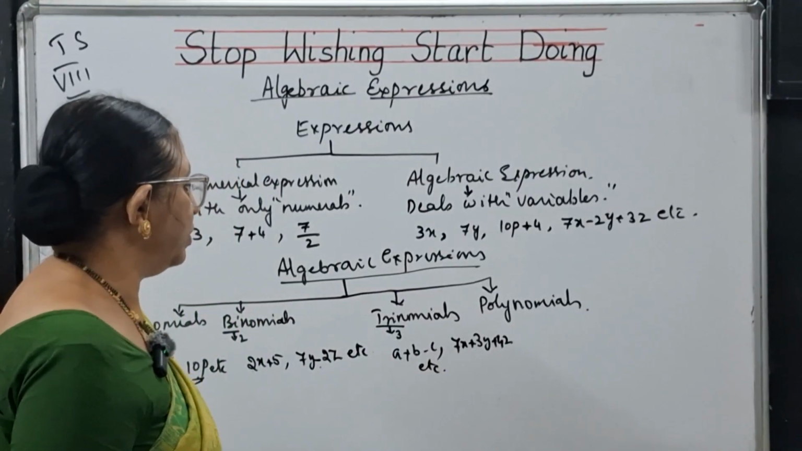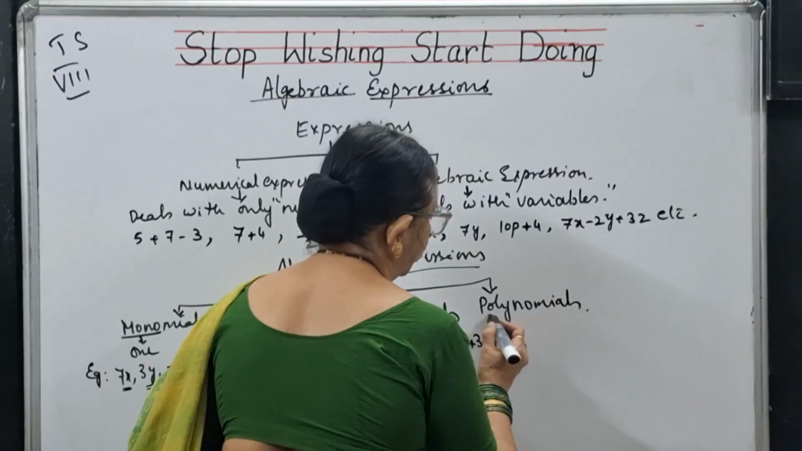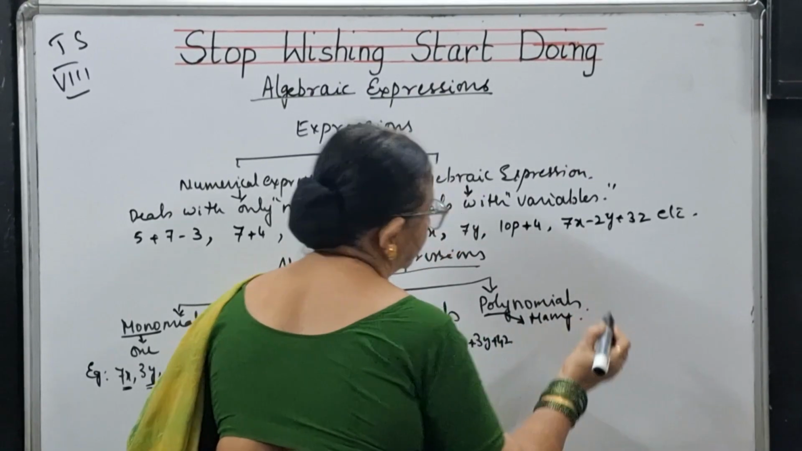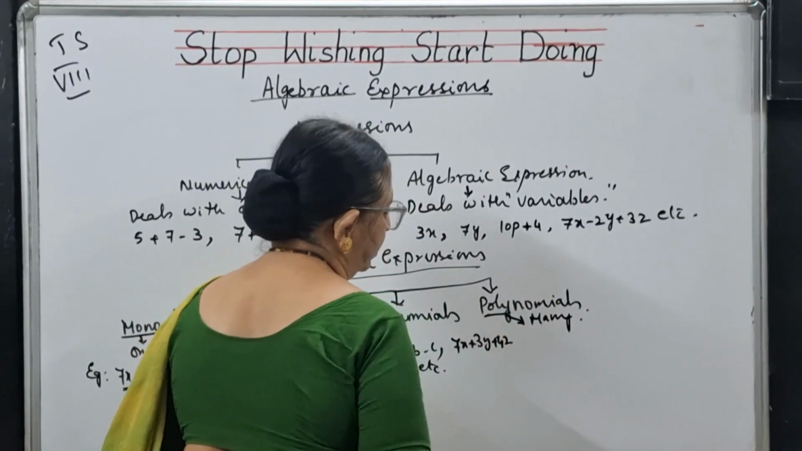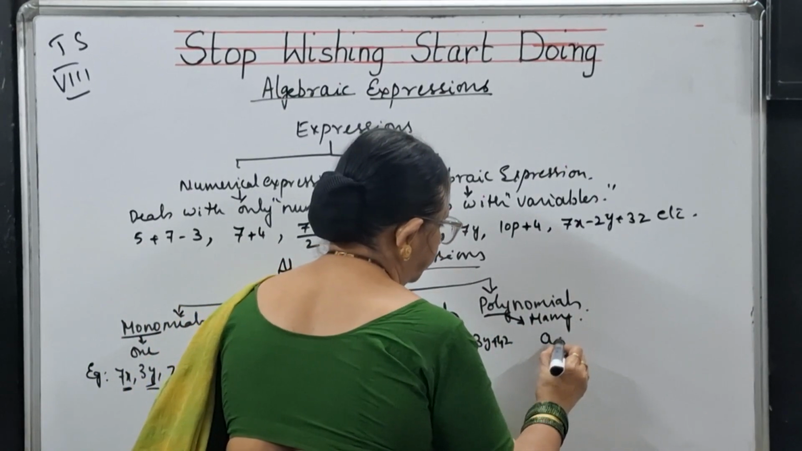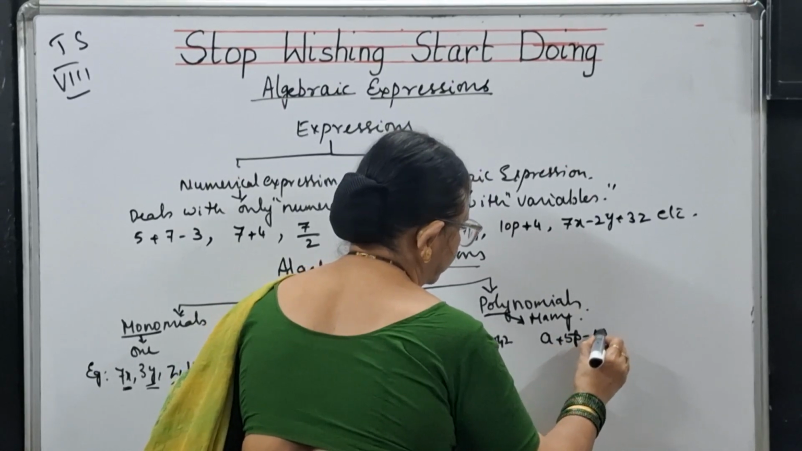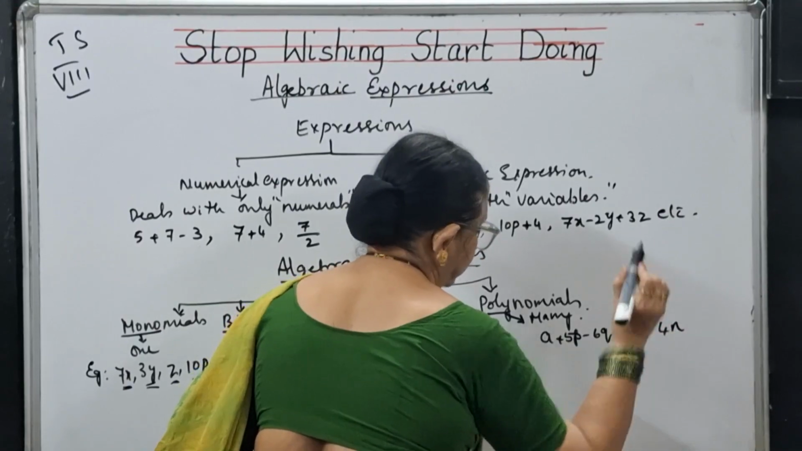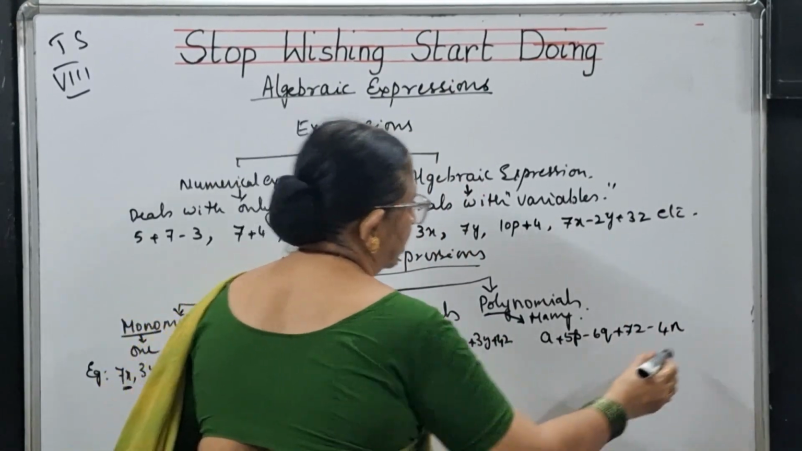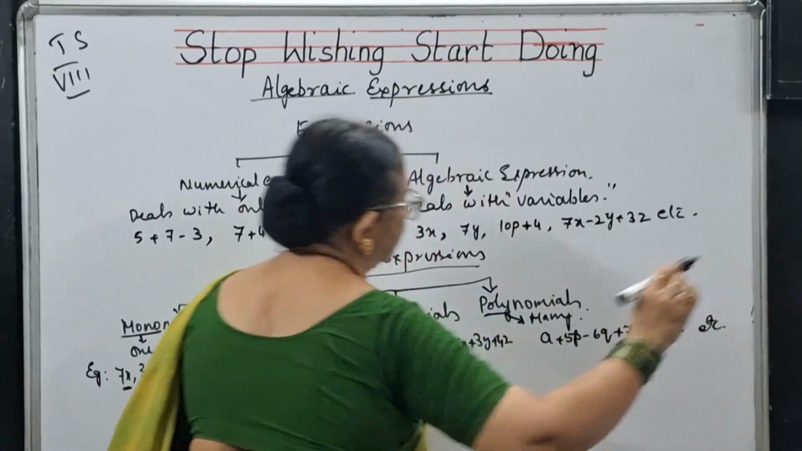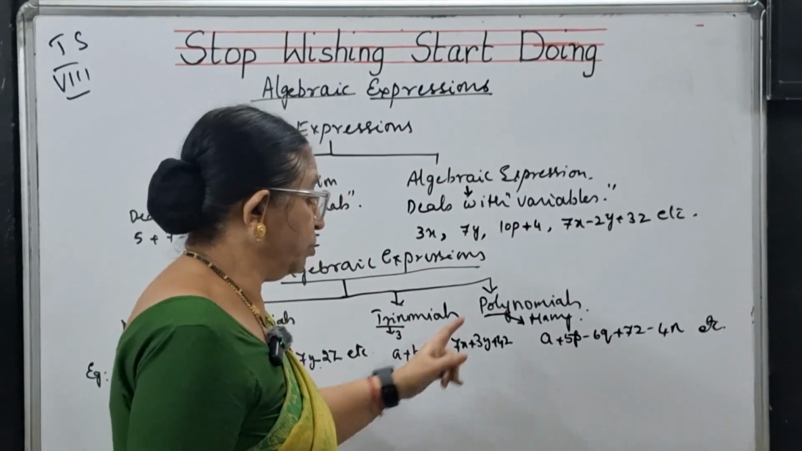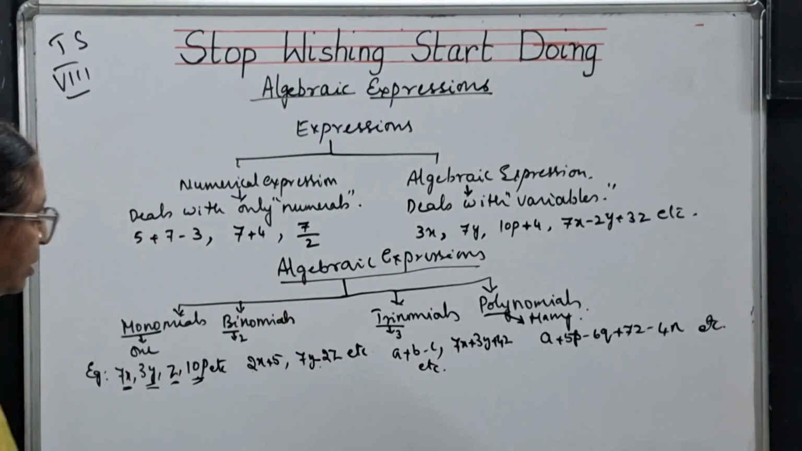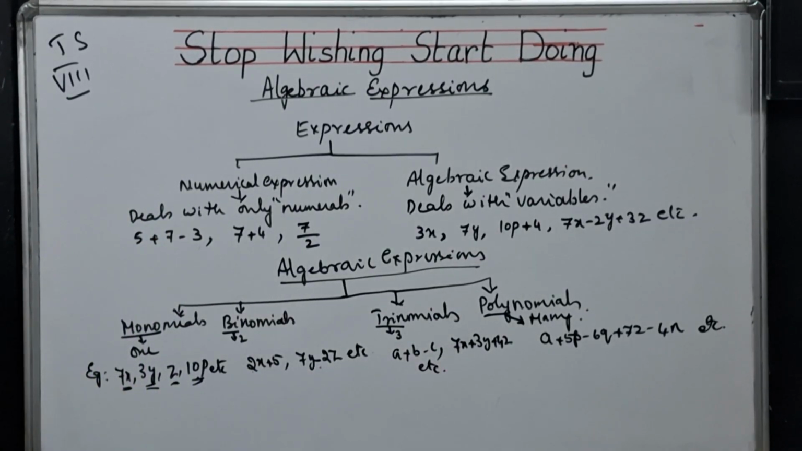More than three terms, if they are there, we can call it as poly. Poly means many, countless. So we call it as polynomials. So I can write it as a plus 5p minus 6q plus 7z minus 4n, like this. This kind of things. It can be written to any extent, many terms. We call it as polynomials. So I hope I am clear up to here, children. Please note it down. I will go further.